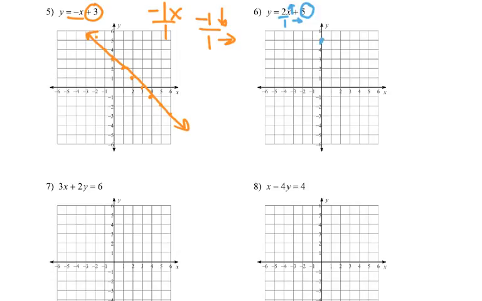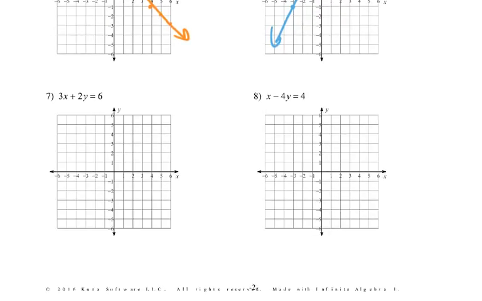Now, notice that I'm running out of space on the graph. Could I try to go to the right 1 and up 2? Yeah, but if I run out of space going one way, just go the opposite, which would be down and to the left. Down 2 and to the left 1. Get enough points that I feel comfortable drawing my line. And because we're just dealing with equations, it's going to continue. If these were story problems, that would throw things off a little bit, and we'd have to adjust what we do. Now, 7 and 8 are those more difficult ones.